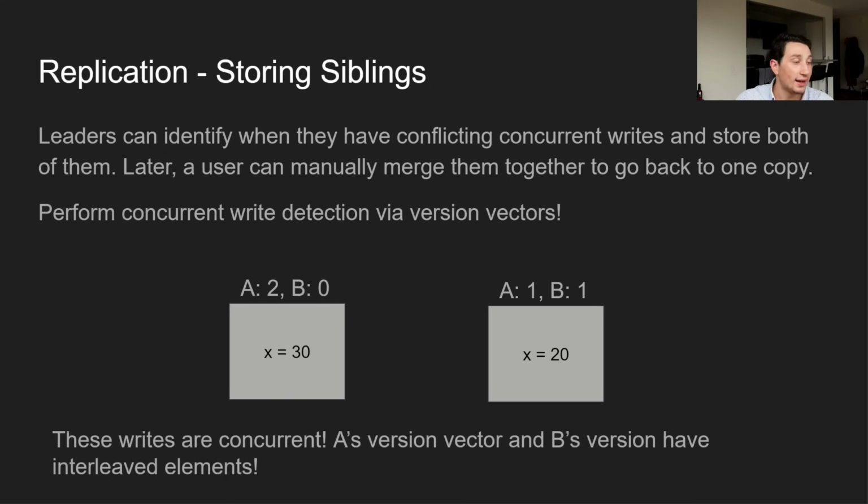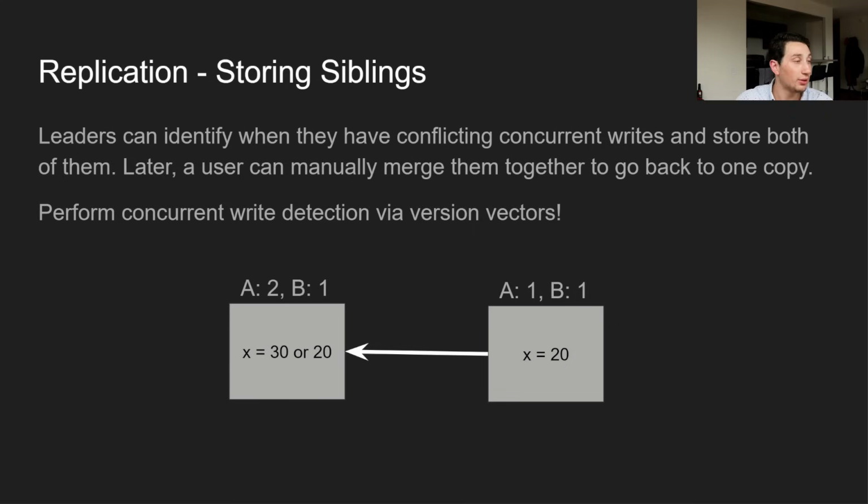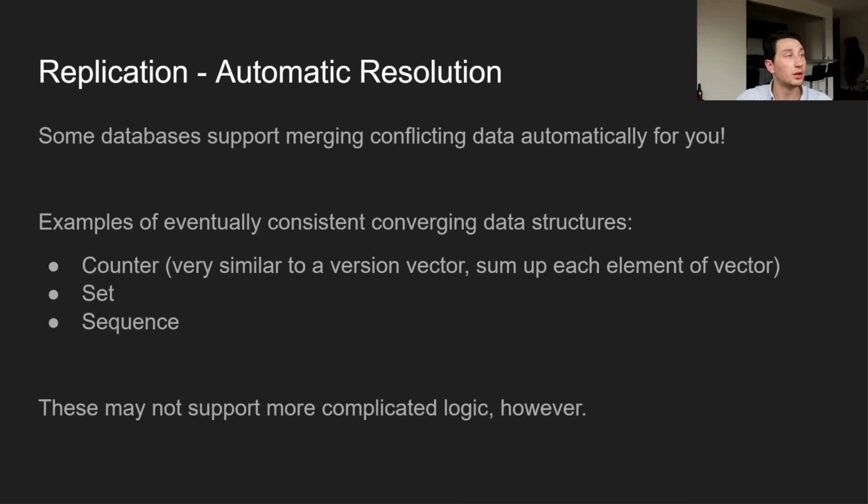So let's say we go ahead and sync up. Since our writes are concurrent, A knows it needs to store both. When B eventually synchronizes back to A, we merge the version vectors, but A is going to say, okay, I need to store both of these things. This way, someone else can read the data later, see, it's 30 and 20. What should I write? Maybe I'm going to write 25. Cool. So again, if that's not that clear, no worries.